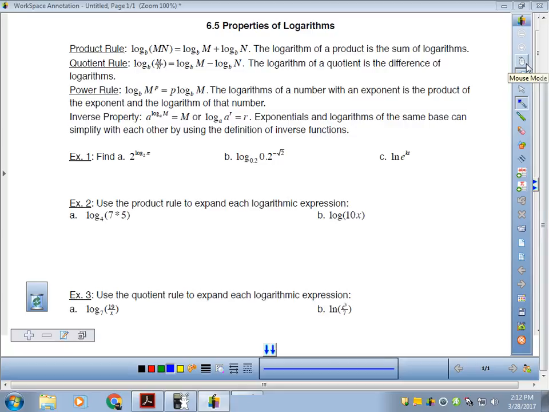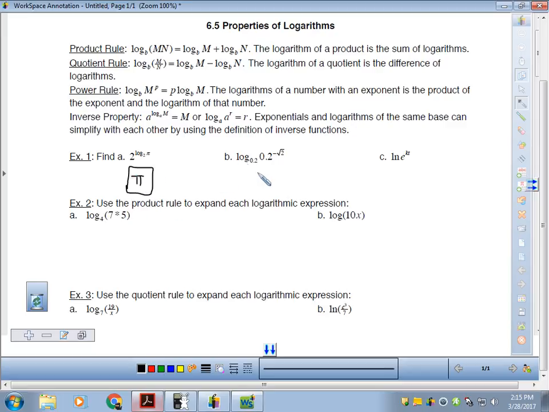All right, so let's do some examples. Example 1 here asks us to find some different expressions. So we have 2 raised to the log base 2 of pi. This is an exponential with a base 2, and that's a log with a base 2, so they will cancel each other out. And so we just get pi.